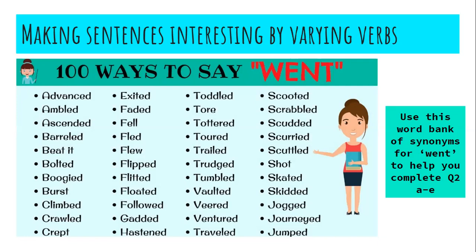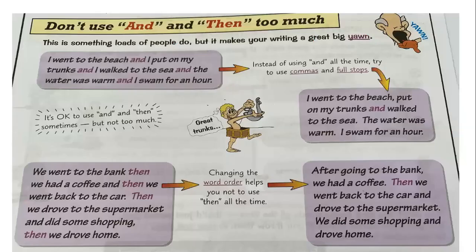Okay, now we are moving on to thinking about our connectives and our sentence structures. Something that lots and lots of you do in your writing is use the word and too much. So if you look at these examples, I went to the beach and I put on my trunks and I walked to the sea and the water was warm and I swam for an hour. So instead of using and all the time, you can use commas or full stops. I went to the beach, put on my trunks and walked to the sea. The water was warm. I swam for an hour.